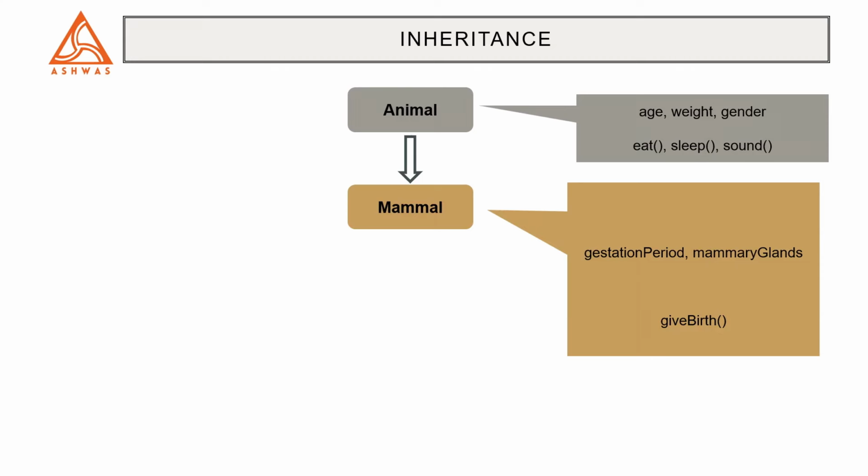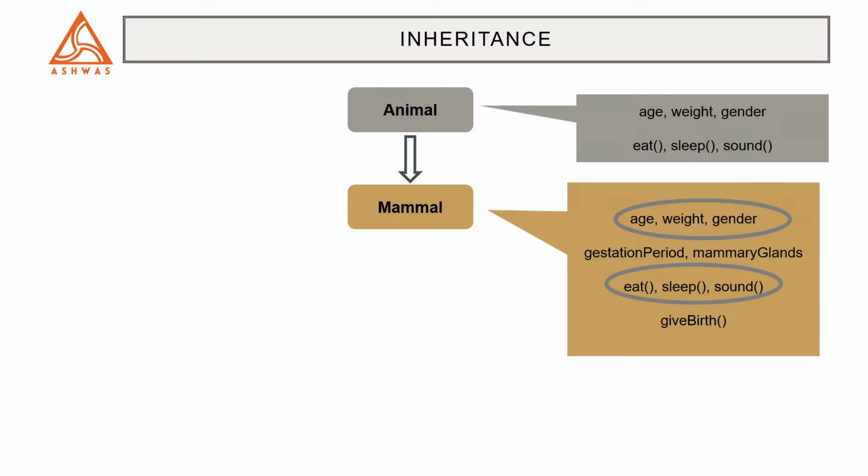But because mammal satisfies the is-a relationship, and we see a scope for linking mammal to the broader class animal via inheritance, mammal class inherits the properties and behavior of its superclass, which is animal. And now it looks like this, with age, weight, gender coming in from the animal class and eat, sleep, sound also coming in from the animal class. This happens because of inheritance.